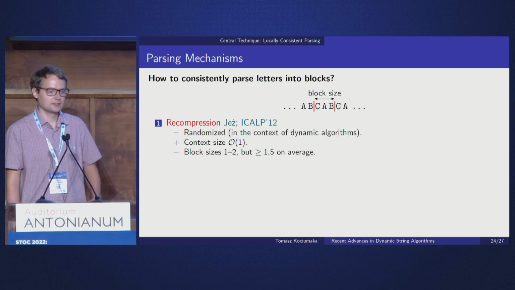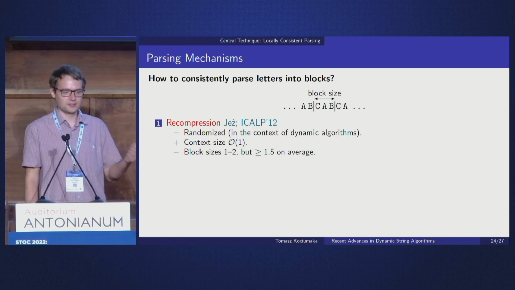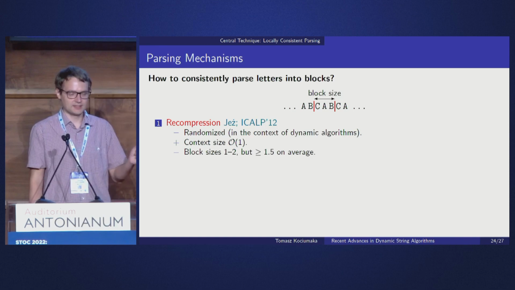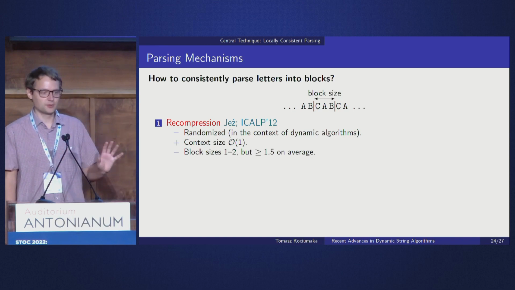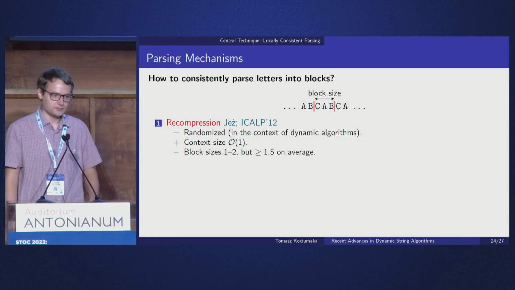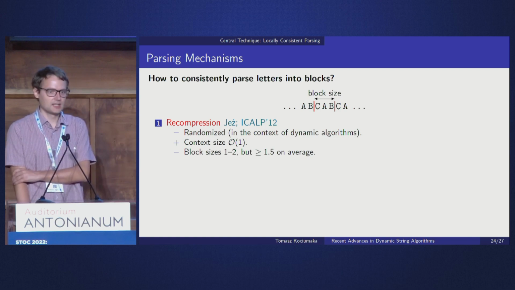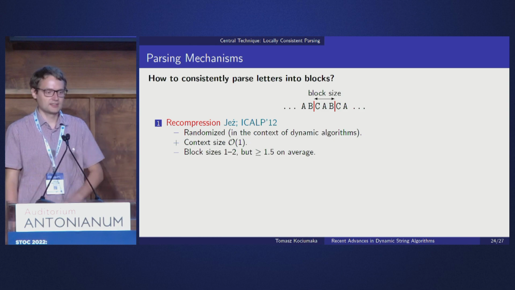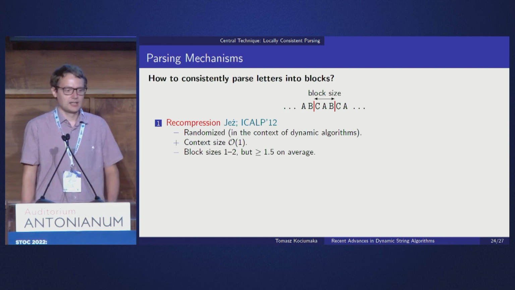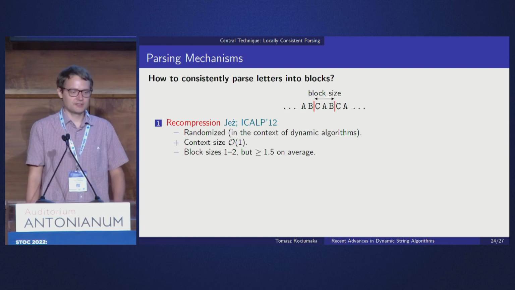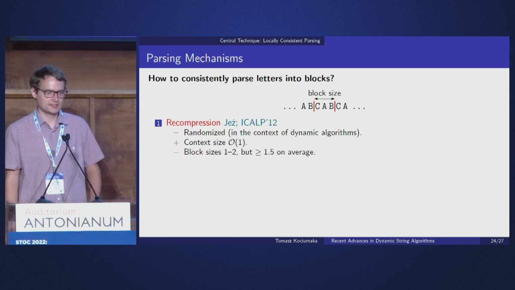And these are the two families of solutions we have seen throughout all the previous slides, namely the Las Vegas randomized one and deterministic solutions. They originate from two different parsing mechanisms at this step of the implementation of locally consistent parsing. The first one, which originates from the works of Jesch, is what leads to the randomized solutions. And here, the main nice property of this mechanism is that the context is of constant size, actually of size 2. But on the other hand, the block sizes are sometimes 1 and sometimes 2.